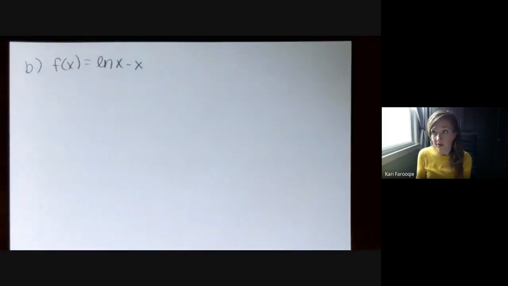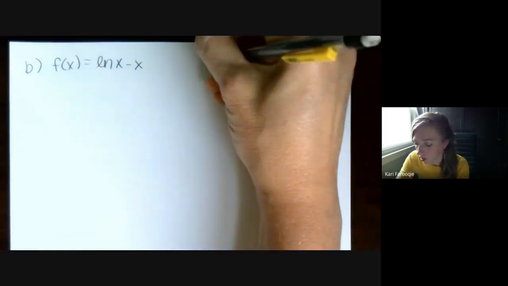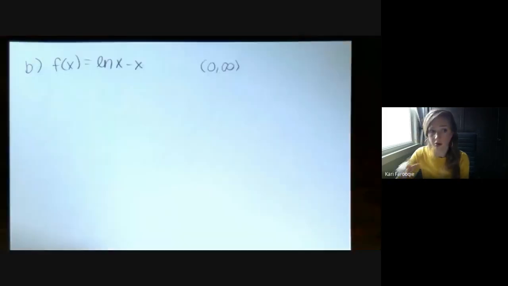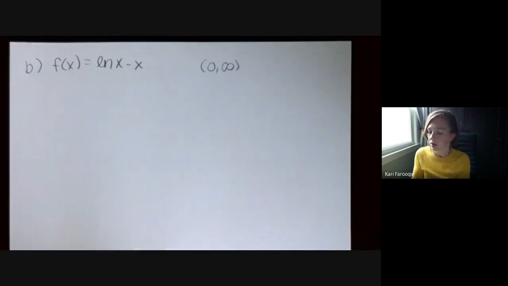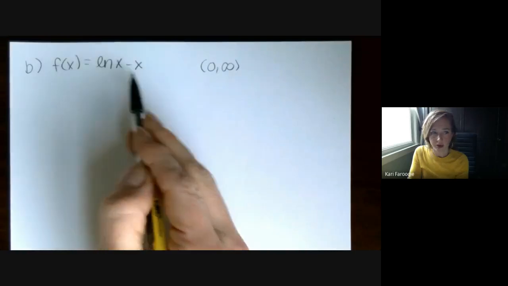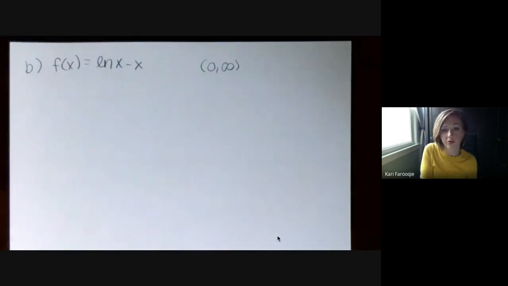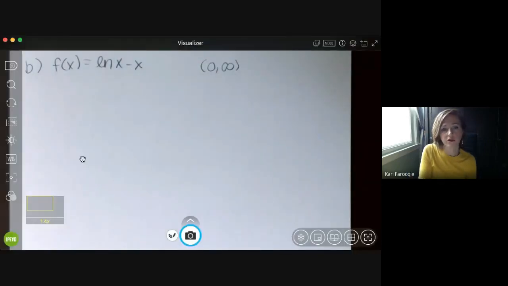Remember that anytime you see a function that has a restricted domain, it's very helpful to write out the domain so that you have a good idea where your intervals should lie should you need them. All right, so x, of course, our domain there would be all real numbers, but we're restricted by the natural log of x.